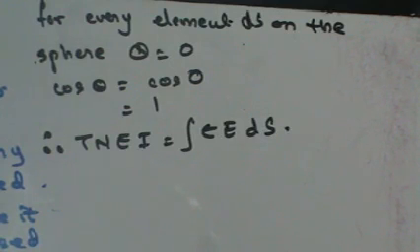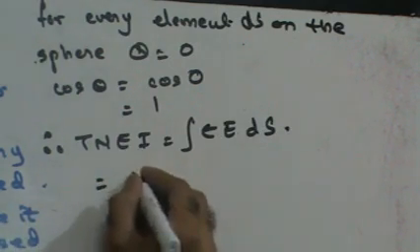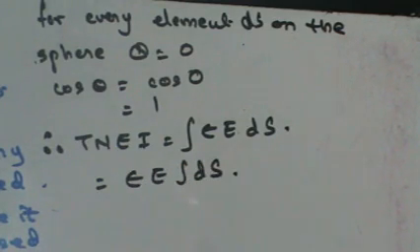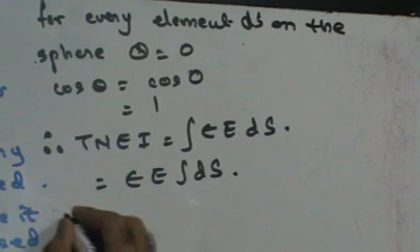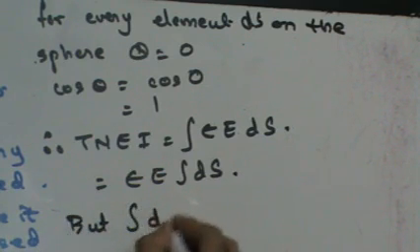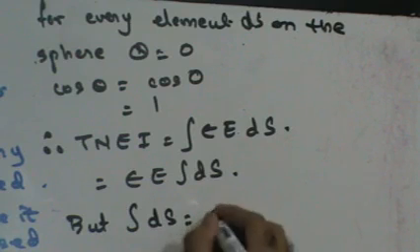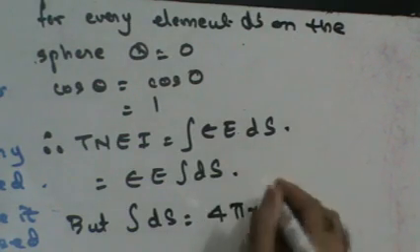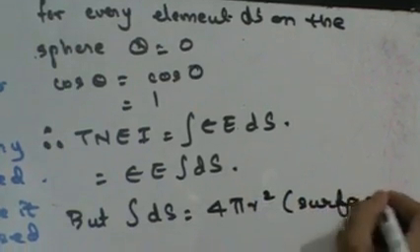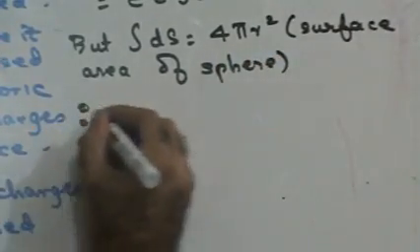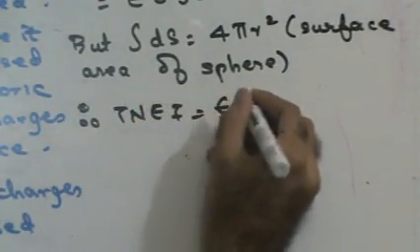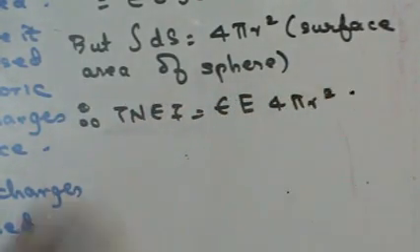Whatever is constant comes out, so this is epsilon E times the integral of ds. The integral of all the small areas of the sphere will be the total surface area of the sphere. The integral of ds is nothing but 4 pi r square, the surface area of the sphere. Therefore, the total normal electric induction is epsilon E 4 pi r square.